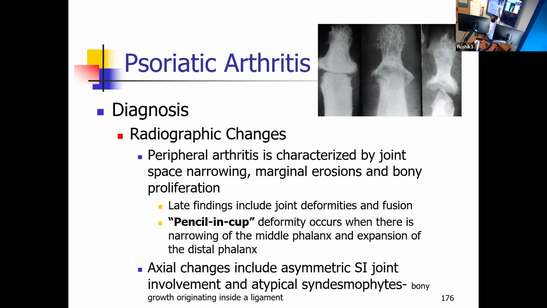Now, if you look at this picture, you might say, what do you mean? What are you talking about? Pencil in a cup deformity. Well, here's the cup, and here's a pencil going in it. That's it. I know it's terrible, but somebody said it, and I've been learning it, and you should be learning it for the last 20 years. Okay? And the idea? You see the erosions right here. It should look like this, but this area of the finger is completely eroded.